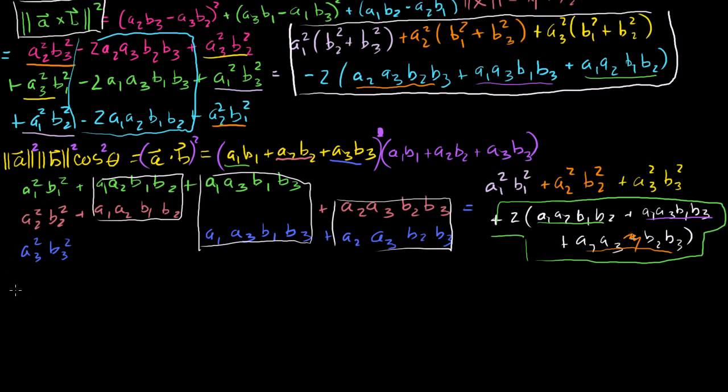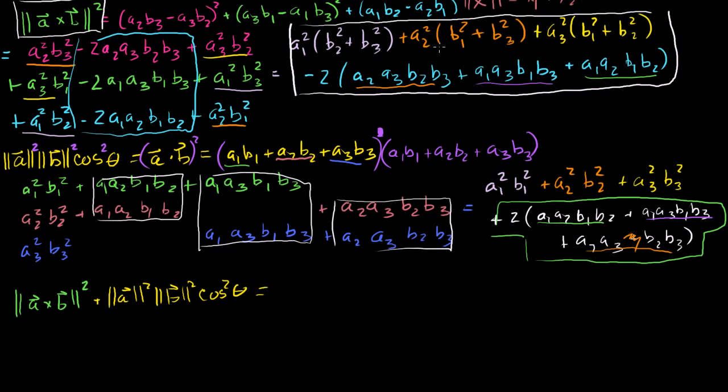So it's a little exciting. We get the length of a cross b, squared, and we're going to add to that this expression right here: plus the length of a squared times the length of b squared times the cosine of the angle between them, squared. What's that going to be equal to? It's going to be equal to this thing plus this thing.